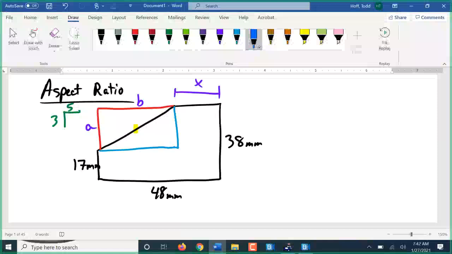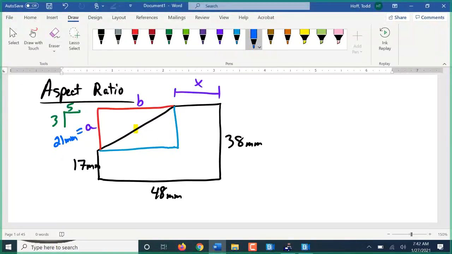Do I know either, or can I calculate either of the dimensions A and B directly right now? Sure. I know dimension A is how much? Oh, it's 21. You got it. 38 minus 17 gives us 21. Perfect.